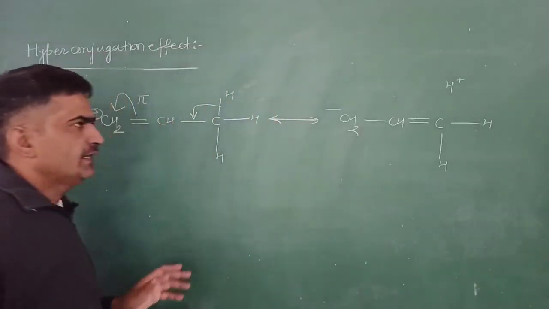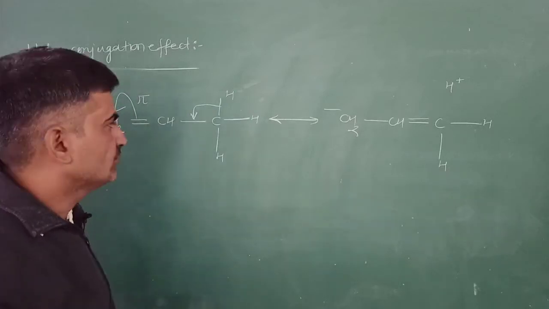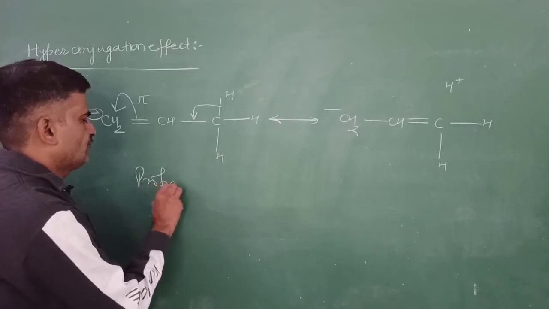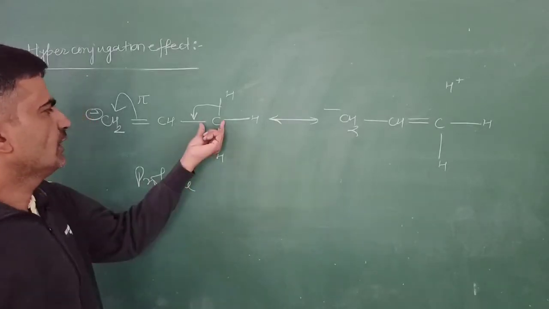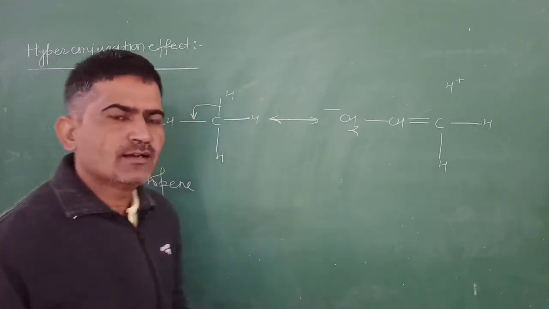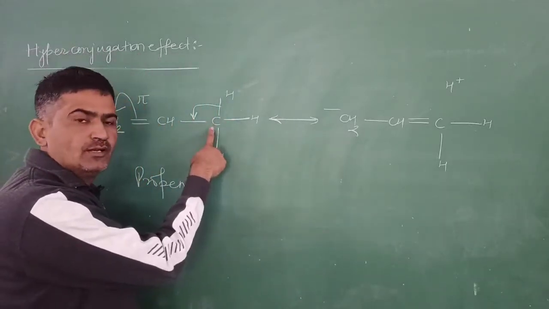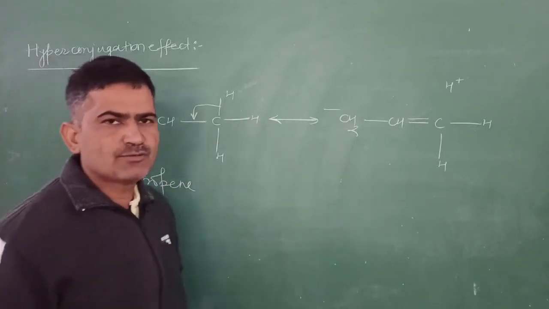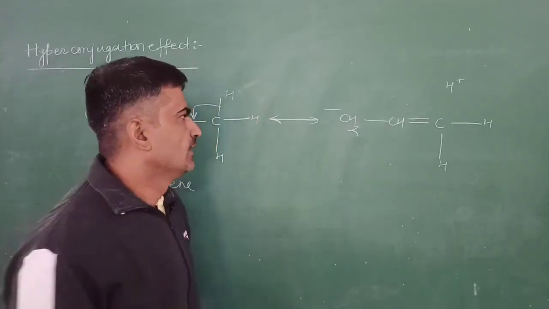Now, how many conjugated structures can we obtain from this propene? We can obtain 3 hyperconjugative structures. It depends on the number of alpha hydrogens present on the alpha carbon. This is an alpha carbon. On this, 3 hydrogens are present. It means 3 hyperconjugative structures may be possible.